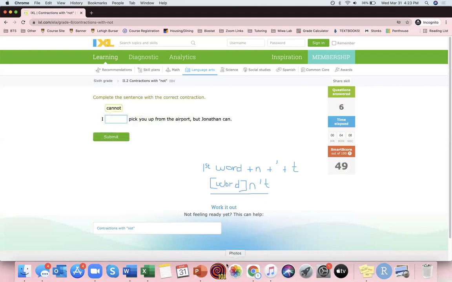And those are all the examples that we're going to do today. So don't forget that the formula is just the first word plus the N plus the apostrophe plus the T. So this is the general rule of thumb.